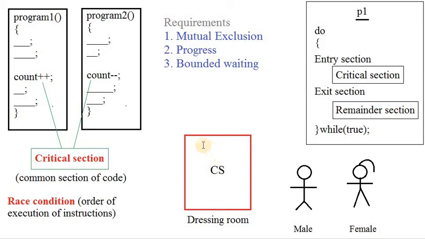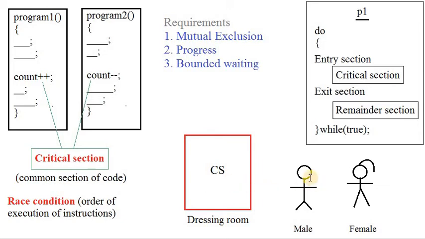Similarly, here I am considering a dressing room as a critical section. In this critical section, only one person is allowed. Whatever the number of persons waiting outside, I don't know about that, and I don't bother about that. Simply, I will allow only one person inside. So that is why I am considering this as a critical section.